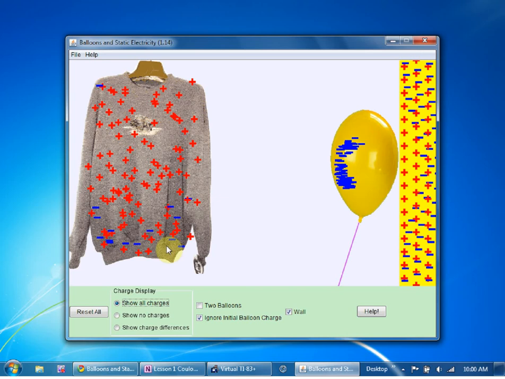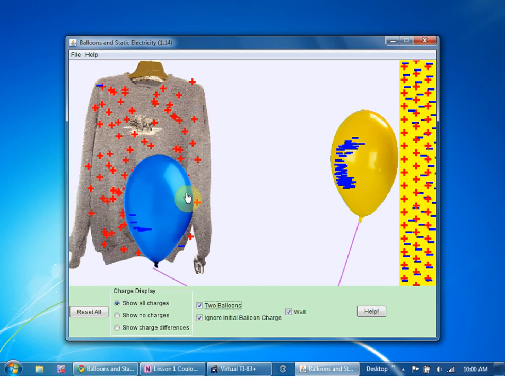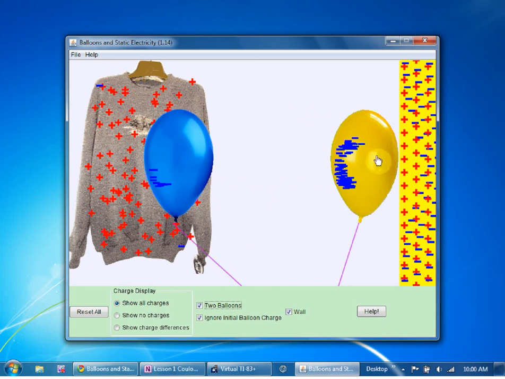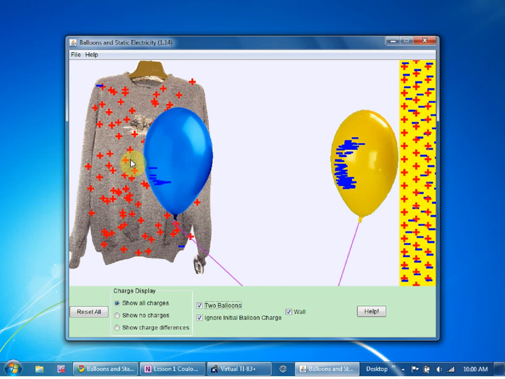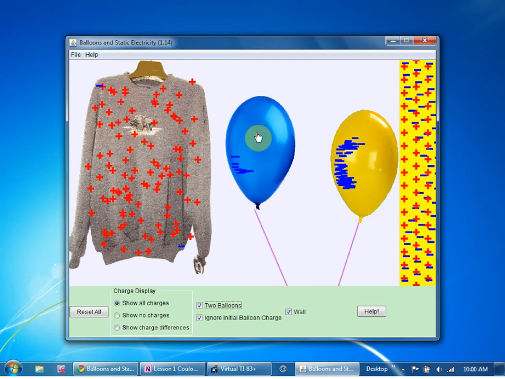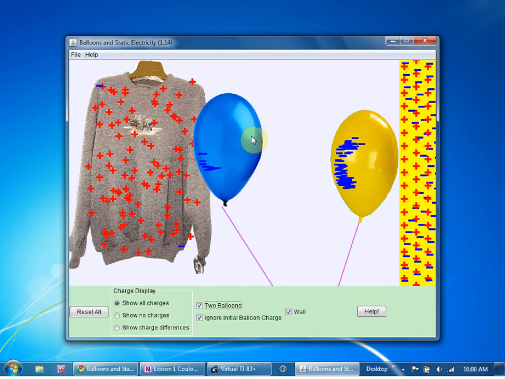Okay? What if we have two balloons? So I can rub some electrons here. Oh, what's going on now? So here is your static electricity day. If you pulled something out of the dryer, it either has a shortage or an extra number of electrons. And so if there's something else that is either neutrally charged or oppositely charged, it wants to attract.